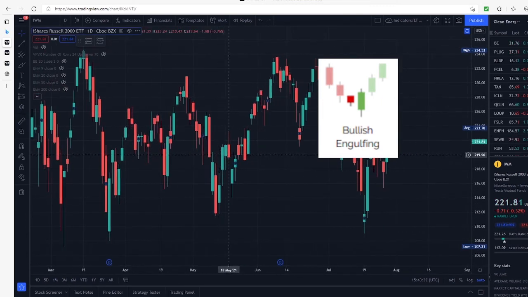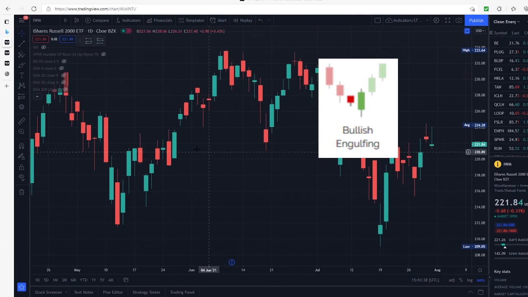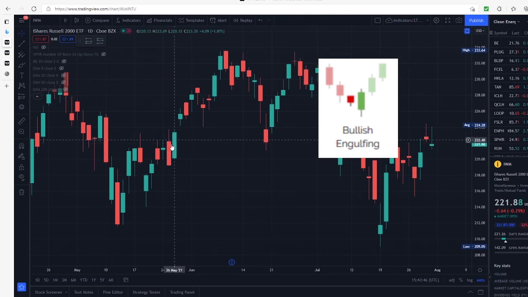For example, here's one right here. Let me zoom in right here. Make sure you guys can see it. So here you see a red candle in the previous day, followed by a green candle that completely engulfs the body of this red candle. And so if you had used this as your buy point, you can see over the next few days that you would have had a winning trade.